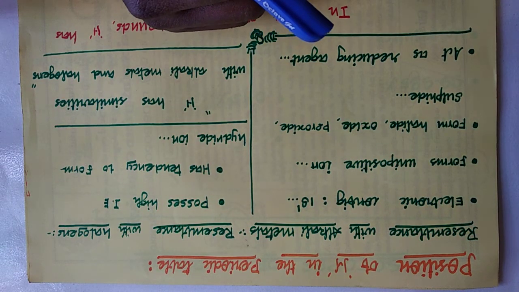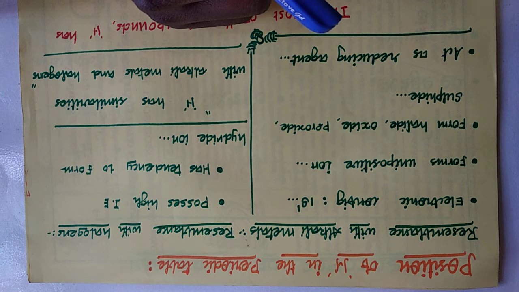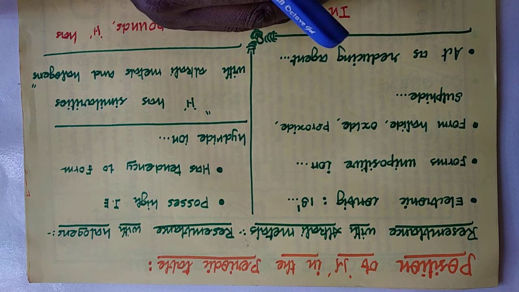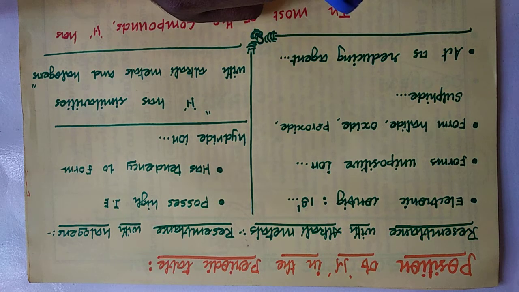The next thing we are going to discuss is the position of hydrogen in the periodic table. Dear students, among the scientists there was a little confusion about the placement of hydrogen, where to place it, since it has some similarities with alkali metals and also some similarities with halogens. That is why confusion arose about which group it has to be placed in.